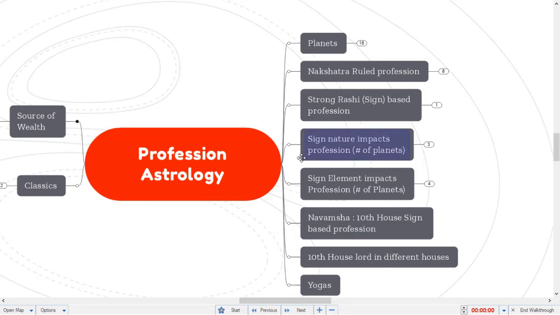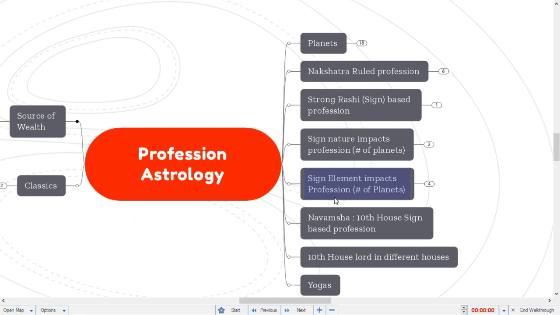Then the next aspect to look at is the nature of the sign. Every sign has got a nature in it, so that's important to understand because it will play an important role. For example, the number of planets in a particular nature of sign will have a say in judging the profession. The elements also will have a say in profession.